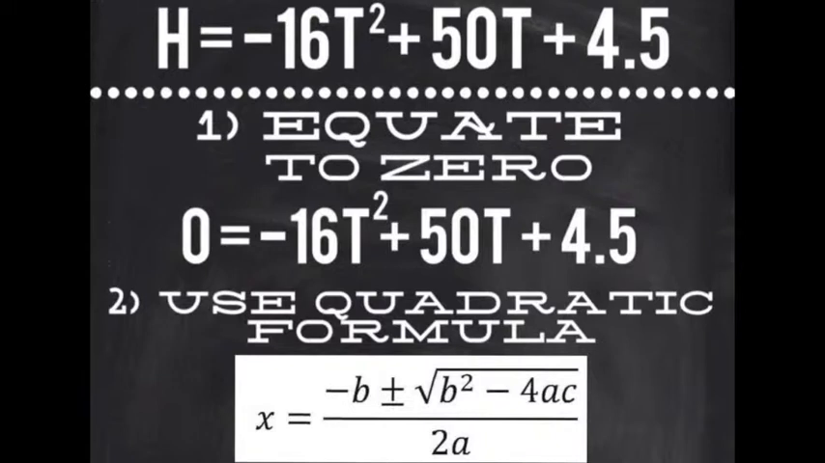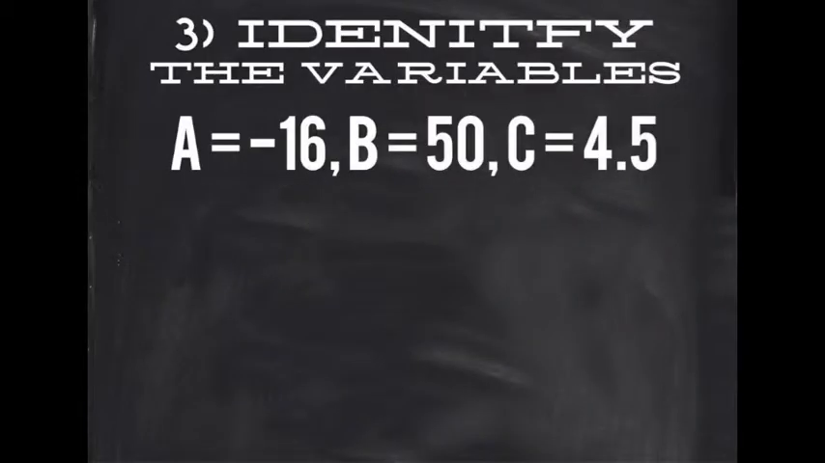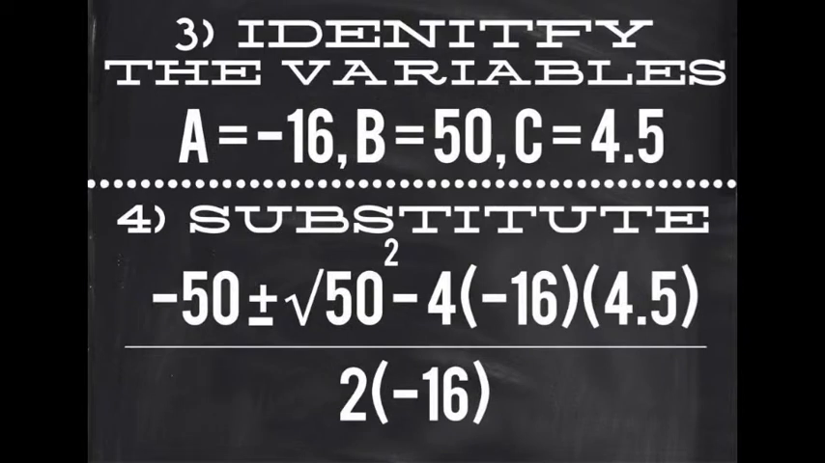Second, use the quadratic formula. x equals -b positive negative square root of b squared minus 4ac all over 2a. Third, identify the variables. a equals -16, b equals 50, and c equals 4.5. Fourth, substitute the variables. -50, positive negative, square root of 50 squared minus 4 times -16 times 4.5, all over 2 times -16.